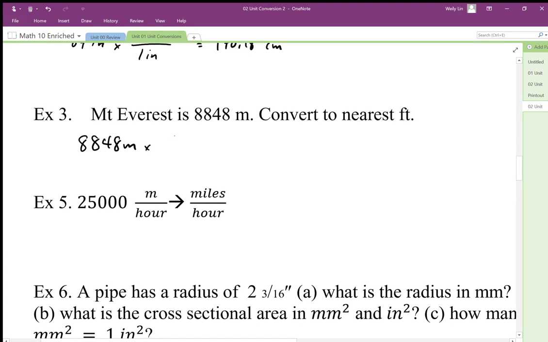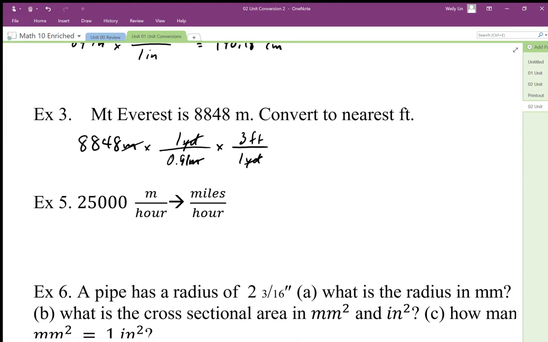So I'm going to have 0.91 meters is equal to 1 yard. Okay, and then I know that 1 yard is equivalent to 3 feet. So just check my dimensions here. So the meters cancel, the yards cancel. Okay, and then I'm left with feet. And now all I have left is times on top, divide on bottom.